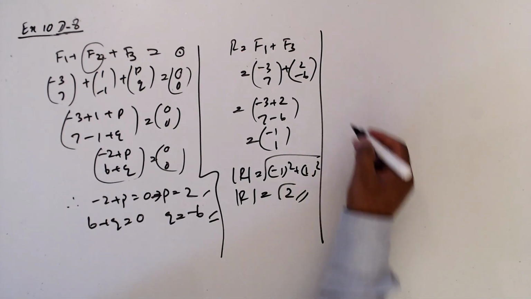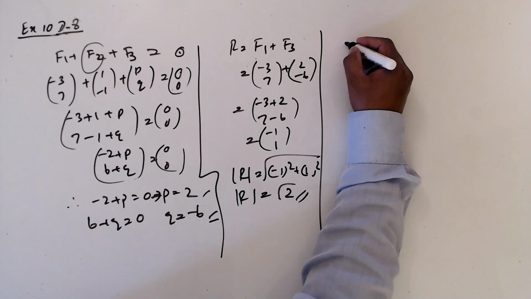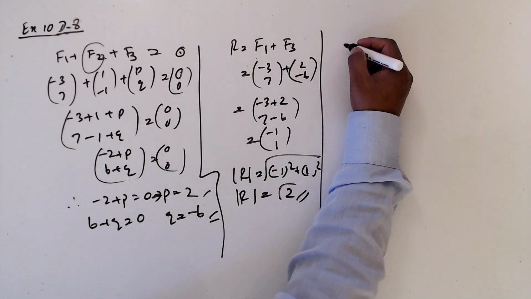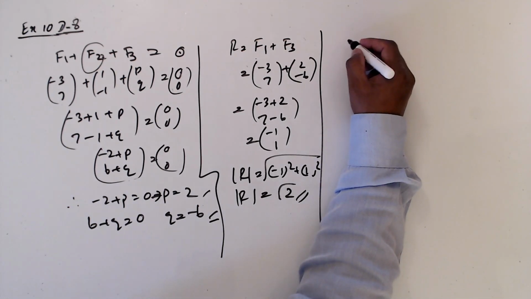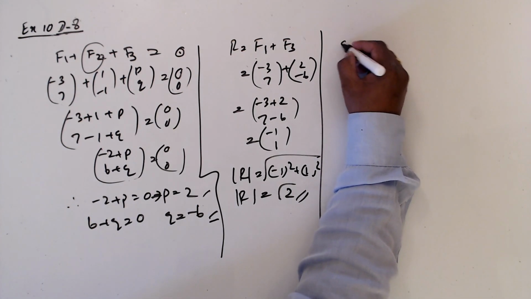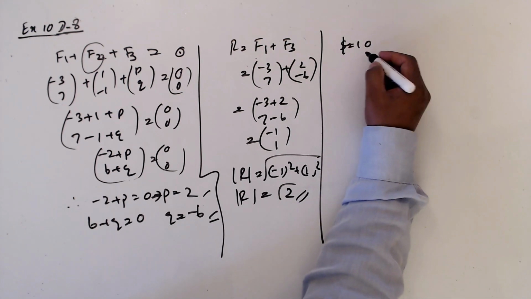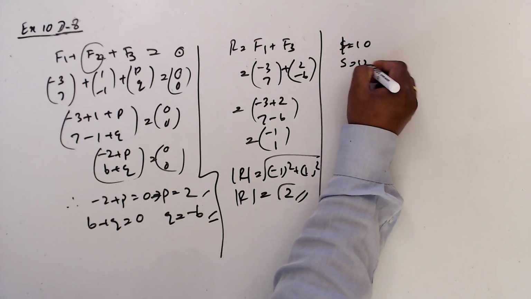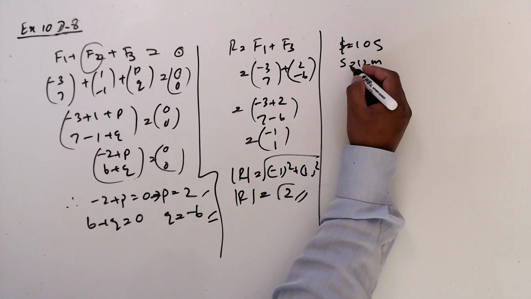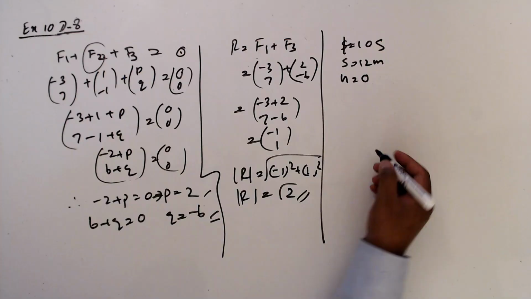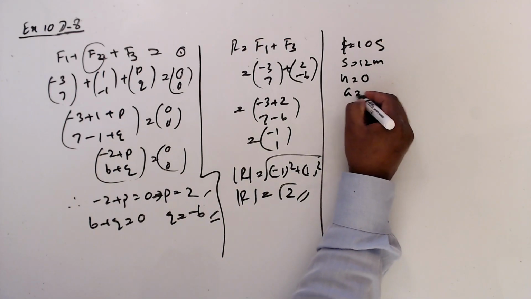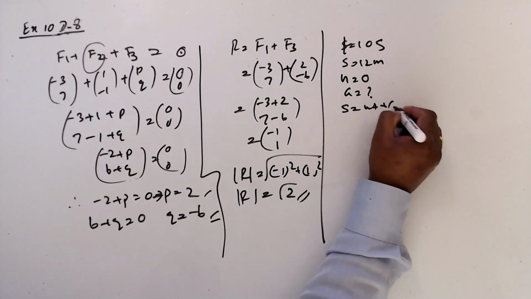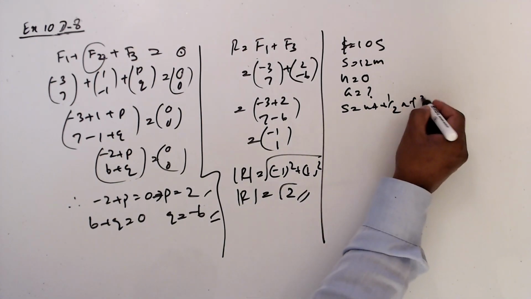Now, it is given to find the acceleration. First, t equals 10 seconds, s equals 12 meters, and u at start is at rest. So we need to find a, using s equals ut plus half at squared.